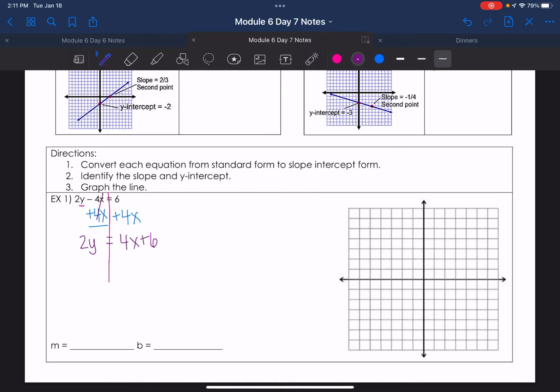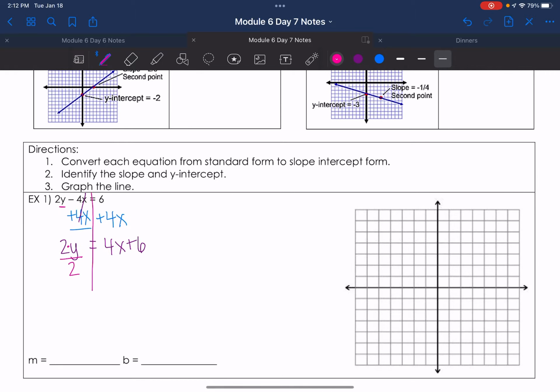Now I can go ahead and get rid of this 2 next to the y. Because there is multiplication here, I am going to divide. What I do to one side, I have to do to everything. So I divide the 4x by 2, and I divide the 6 by 2. When I do that, I am left with y equals 2x plus 3.